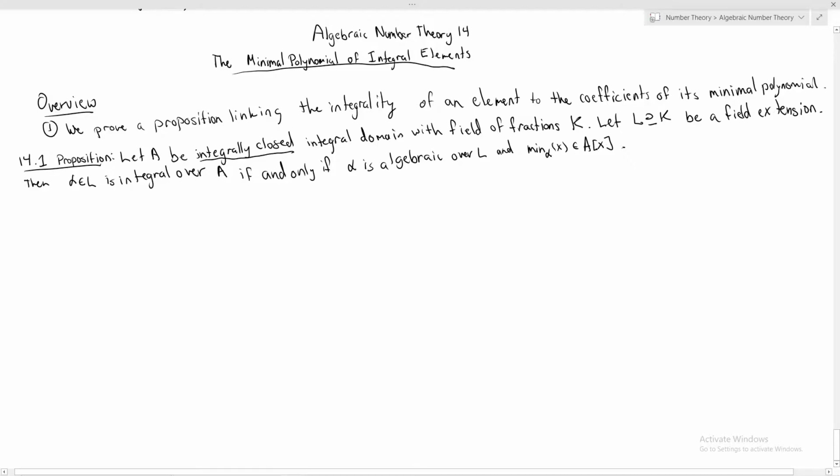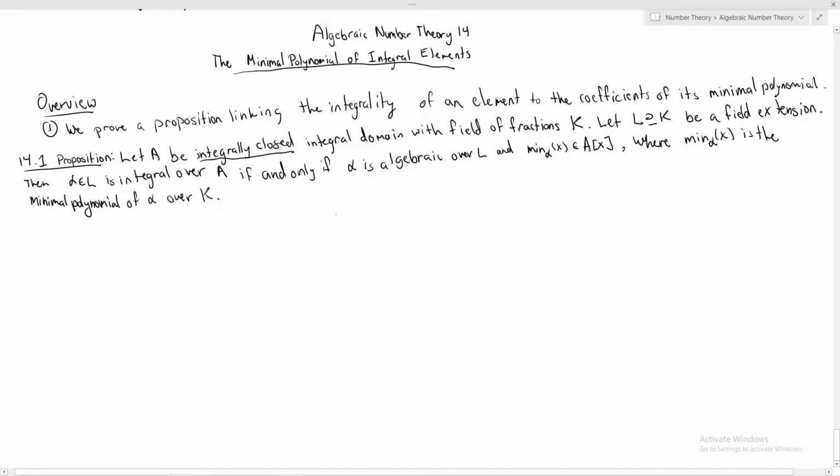and this minimal polynomial, I should be more specific, where min_alpha(x) is the minimal polynomial of alpha over K, the field of fractions.